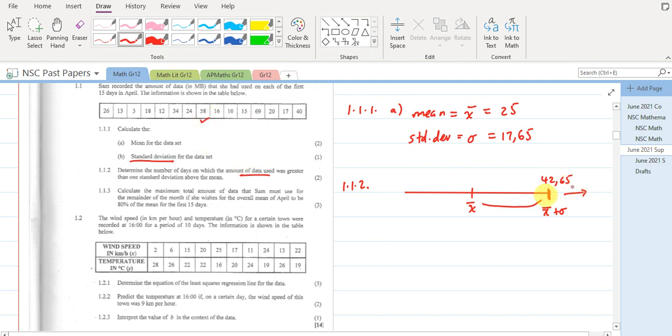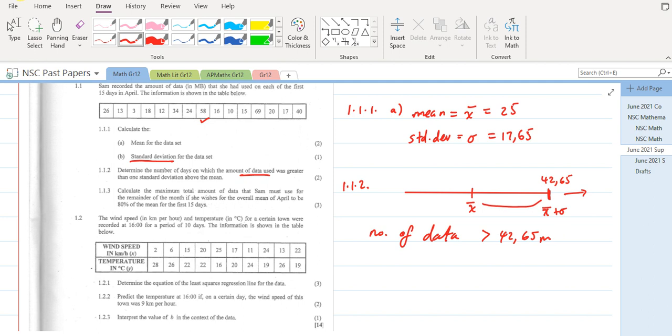So we're looking for the number of data greater than one standard deviation above the mean, which is 42.65, so greater than 42.65 megabytes, MB. So let's see: 58, 69, it can't be 40. So just two, number of days: 2 days.